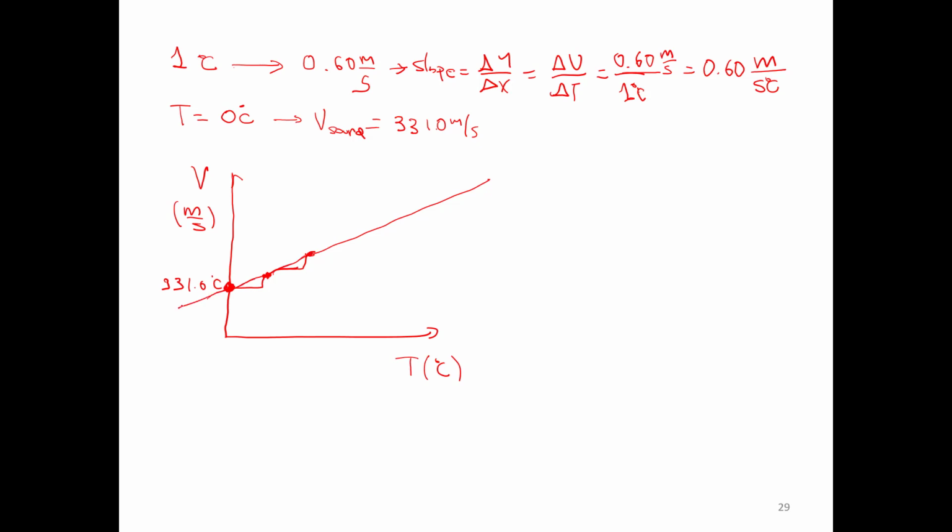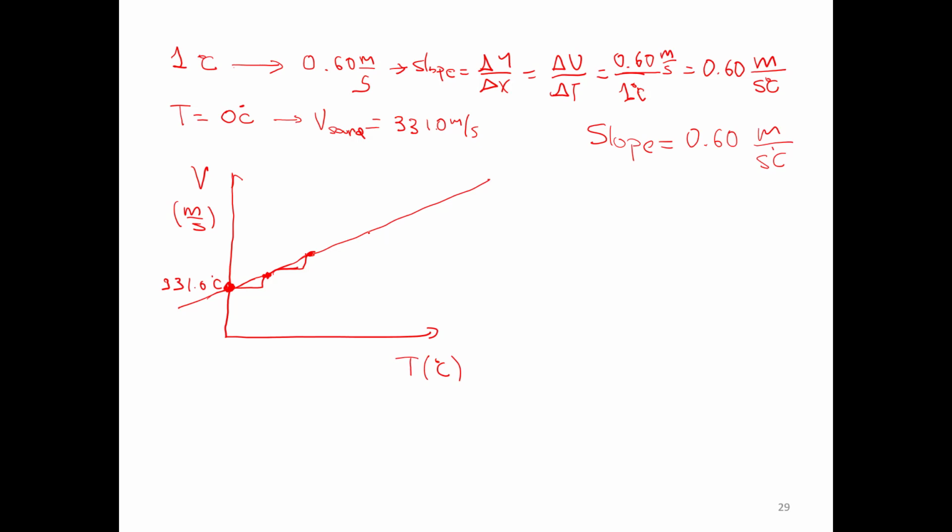Then the slope of this line, let me write here, is 0.60 meters. Sorry, this is rise. This is run. And this is how we can get more points on the line. Just more points on the line.